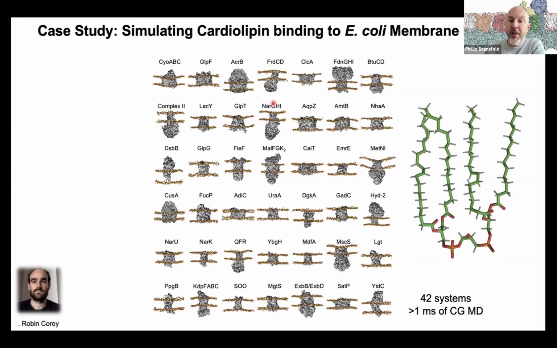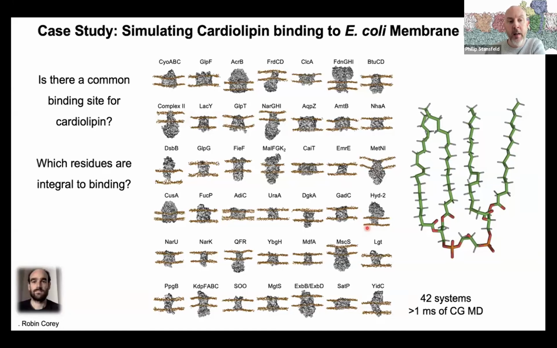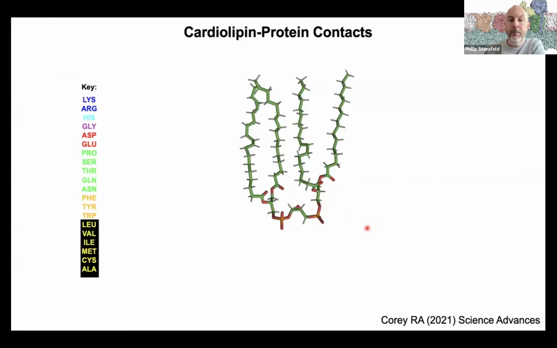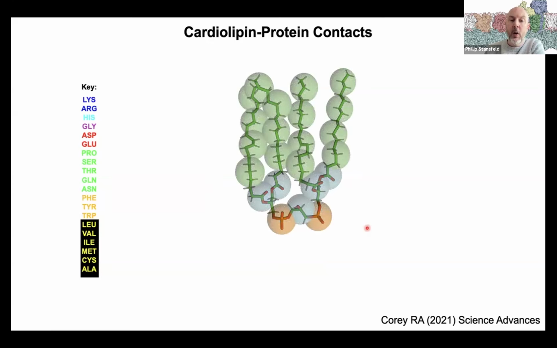And so we were interested to know whether we could identify lipid binding sites to a wide range of membrane protein structures from E. coli for which we had experimental structures. From this data, we were trying to work out, is there a common binding site for cardiolipin? Which residues within these proteins are integral to binding? And can we therefore, based on this, devise a set of rules for binding of cardiolipin to these membrane protein structures?